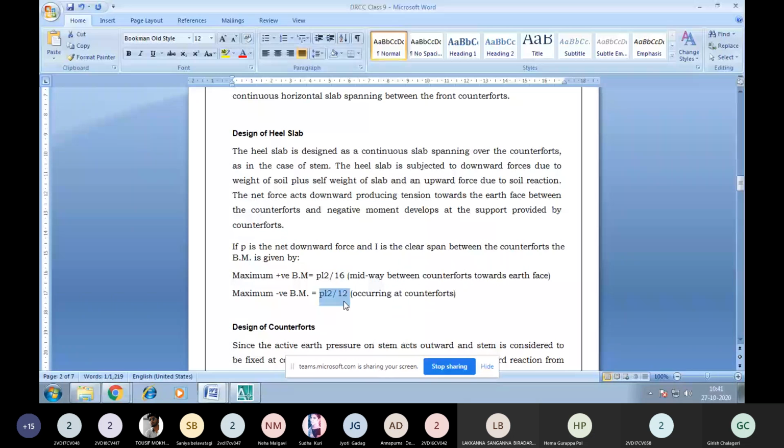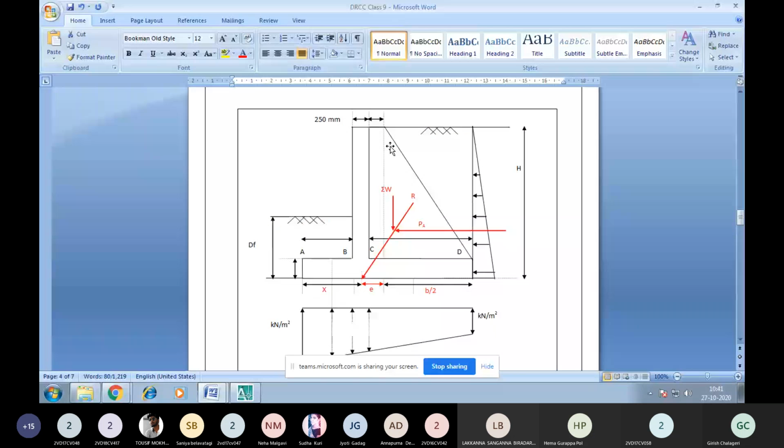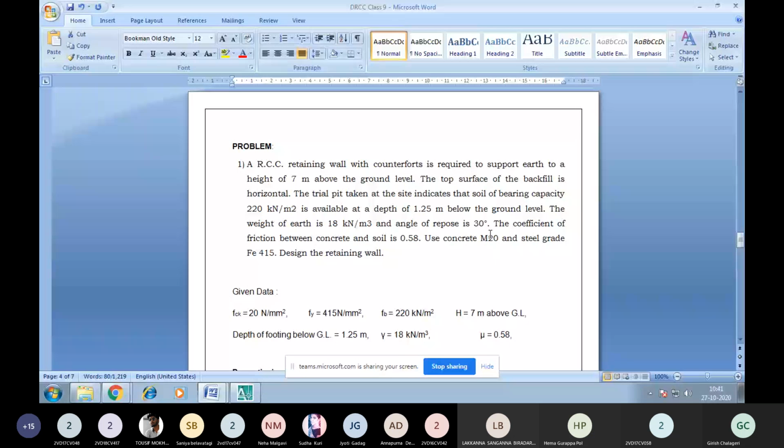Next we are going to design the counterforts. The counterforts are sloping. We can see here the counterforts are this one. This is a counterfort, and it is subjected to the horizontal pressure like a triangle shown here. For this, we are going to design. So let us consider a small problem so that we will come to know the components one by one. First, let us calculate the component-wise dimensions of the counterfort.